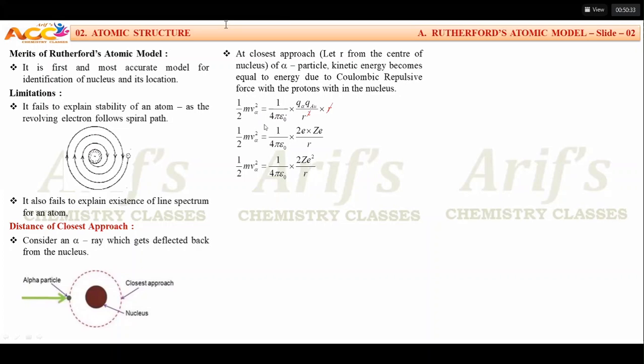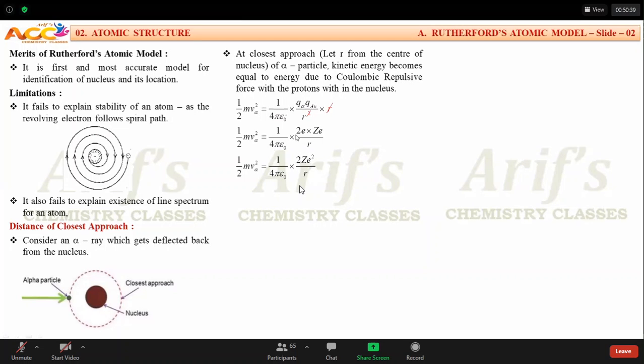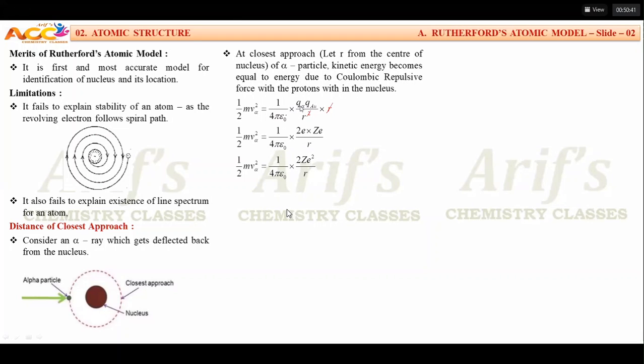So half mv square is equal to 1 by 4 pi epsilon naught Q alpha Q1 by R square, and R gets cancelled. Half mv square is equal to 1 by 4 pi epsilon naught Q alpha Q1 by R. What is Q1? Charge on the gold nucleus. What is the charge on the alpha particle? 2 times the charge of proton, e. Charge of proton, 2e. And what about gold? 79e. Then Ze. What is that? Ze is the number of protons into e.